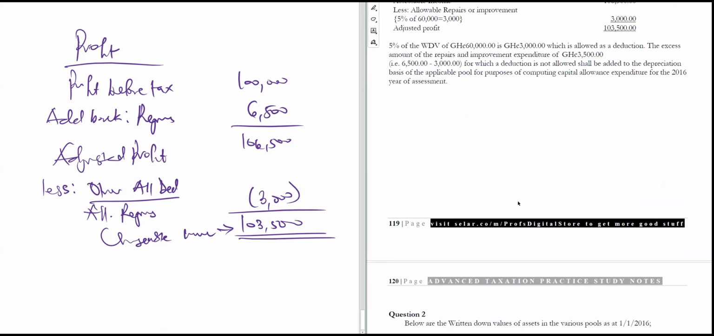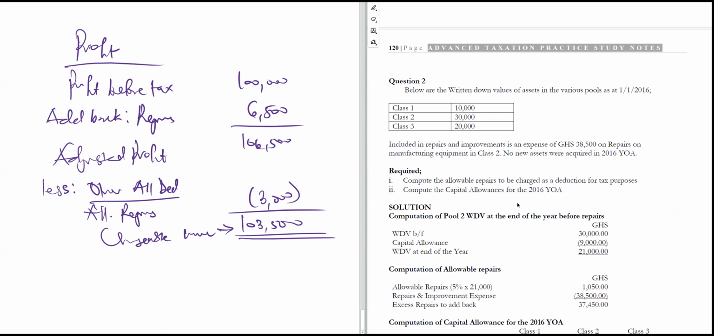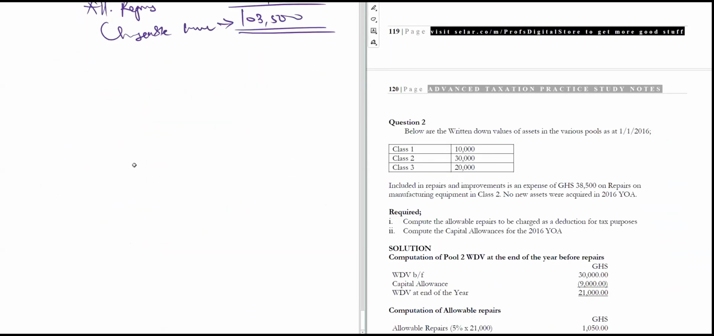So let's take a more standard working, which will give more grease to your elbow. Let's see. So below are the written down values. I hope you can see the question very well. Below are the written down values of assets in the various pools at 1st January 2016. So we have class 1, class 2, class 3. And included in repairs and improvement is an expense of 38,500 for repairs on manufacturing equipment in class 2, and no new assets were acquired in 2016.